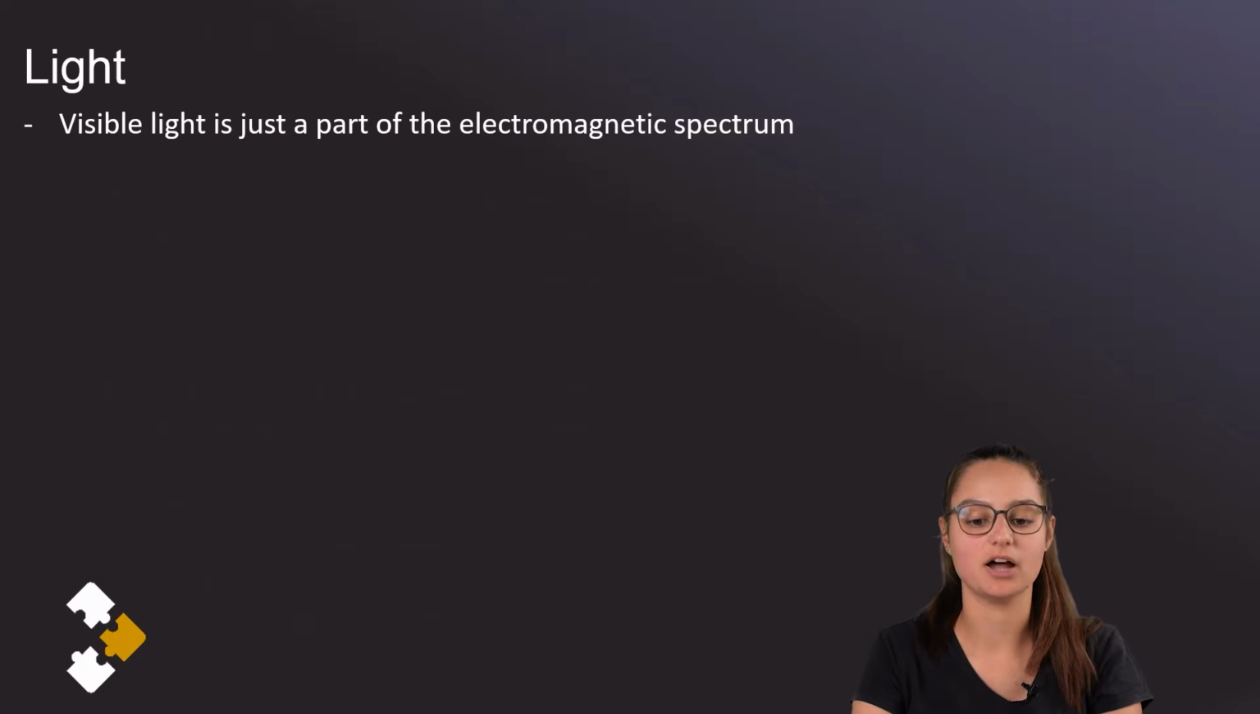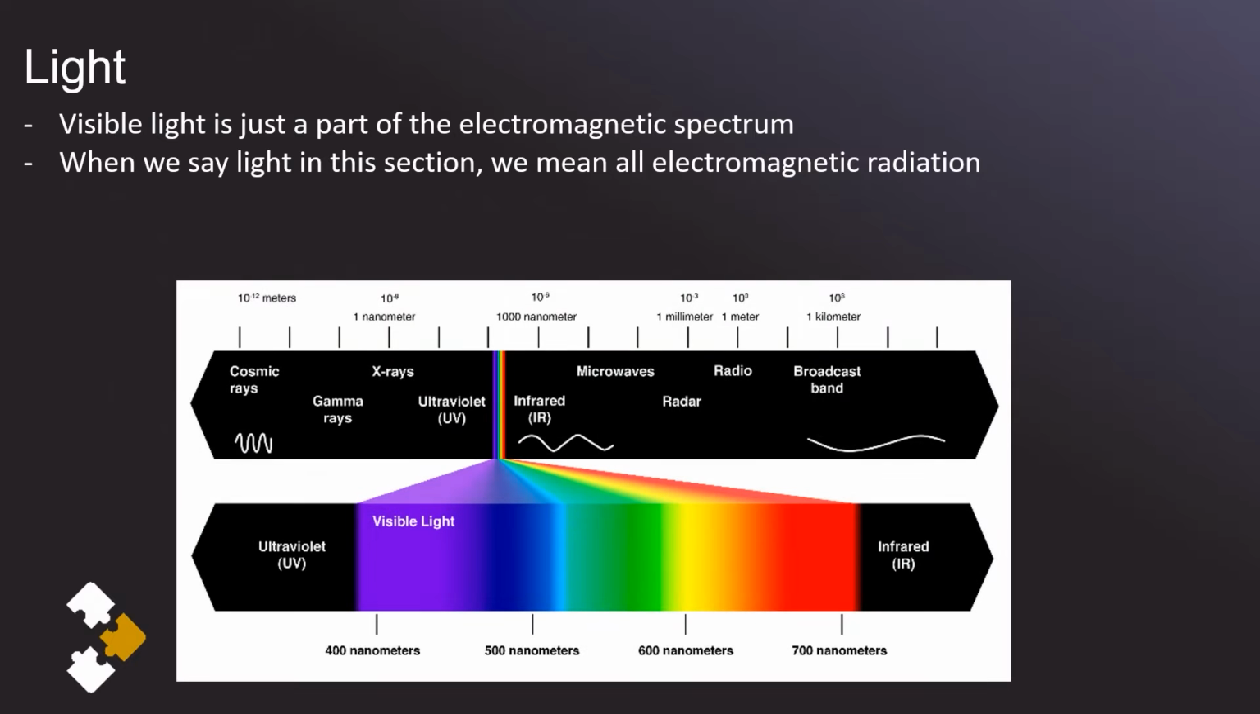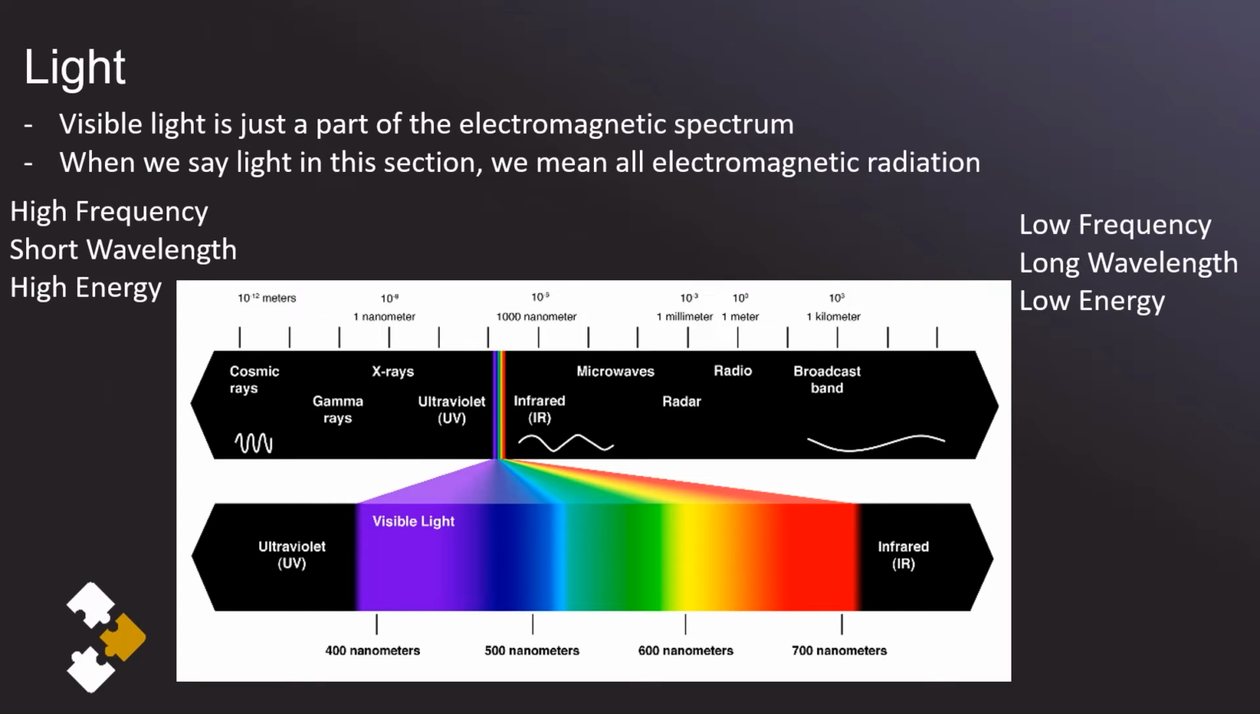Visible light is just a part of the electromagnetic spectrum, and when we talk about light in this section, we mean all electromagnetic radiation. So you can see here there's visible light and where it falls on the electromagnetic spectrum. On the left-hand side, we have high frequencies and light with short wavelengths, which then have high energy. This includes waves like gamma rays, X-rays, UV. And on the right-hand side, you can see that we have a low frequency with a long wavelength, which means lower energy. And this is things like microwaves, radar, and radio.